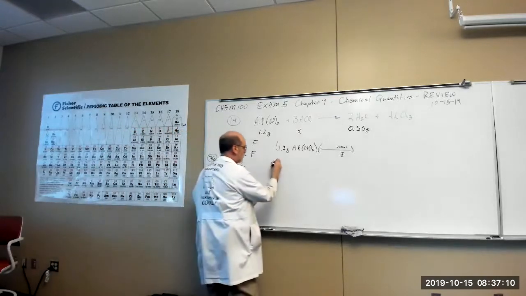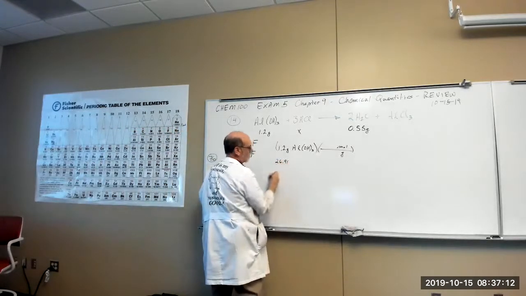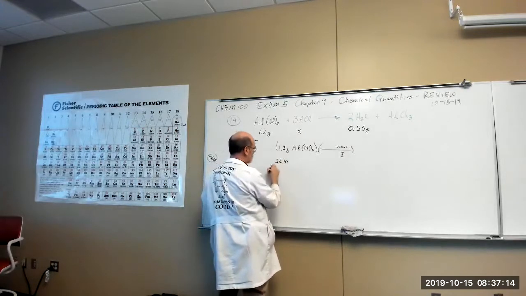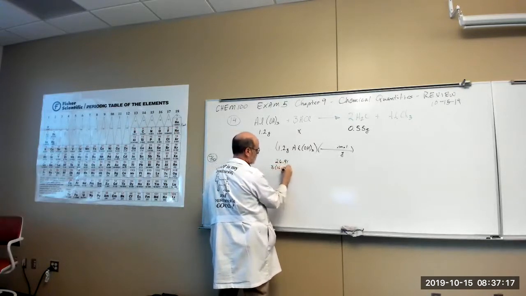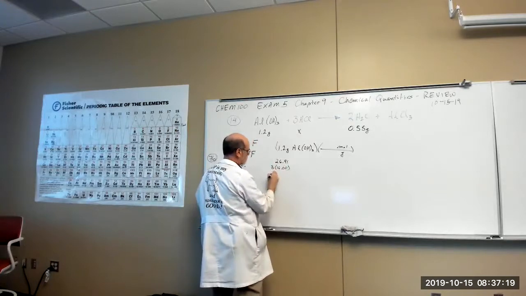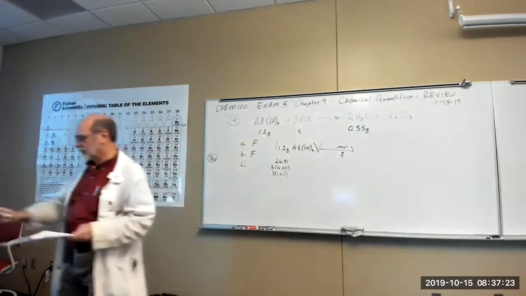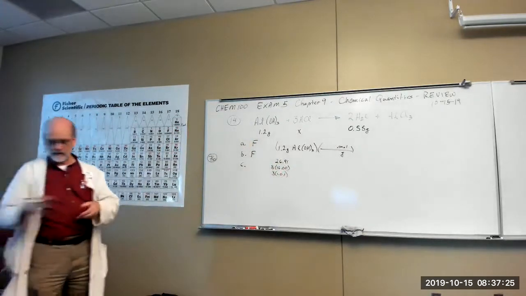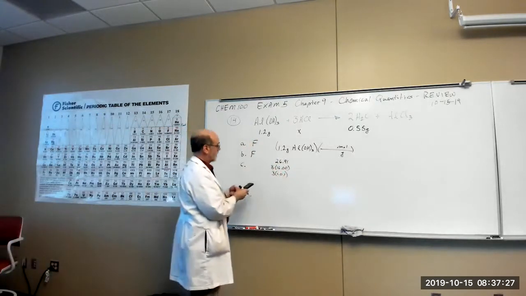26.91 for aluminum, and 3 oxygens, and 3 hydrogens. Okay? And now I put that down. I've only got 2 hands. Sometimes I like to have more than 2.